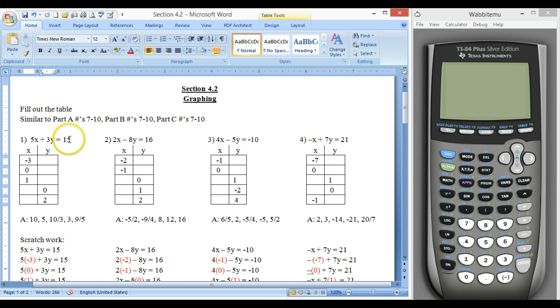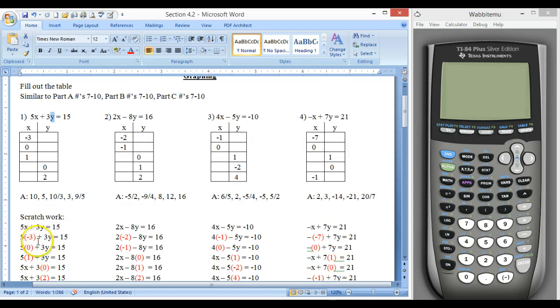So what I've done to speed us up on a Word document, if you're doing yours by hand, it won't speed you up as quickly, I copied and pasted this down below for my scratch work. And the trick here is to always insert the x or the y, we're substituting it in where the variable is. However, I always put parentheses around this. The reason being, it tells me where that negative sign belongs to.